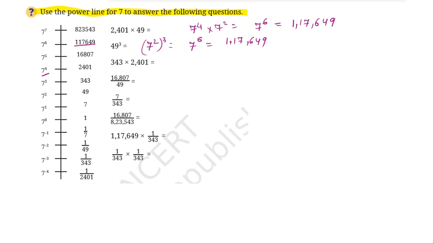Next is 343. So 343 is the power of 7 raised to the power of 3, and then 2401 is 7 raised to the power of 4. So you get 7 raised to the power of 7, powers add हो जाएंगी, and 7 raised to the power of 7 का वैल्यू है 8,23,543.